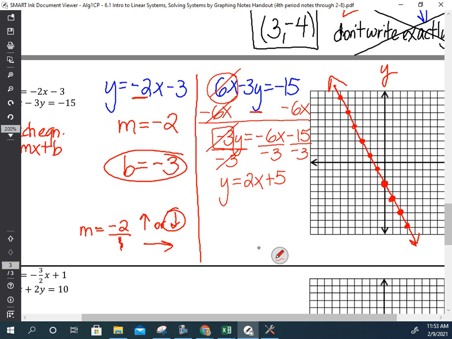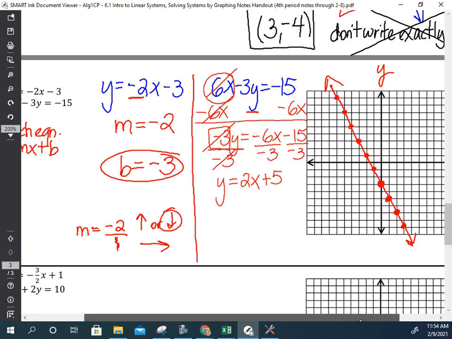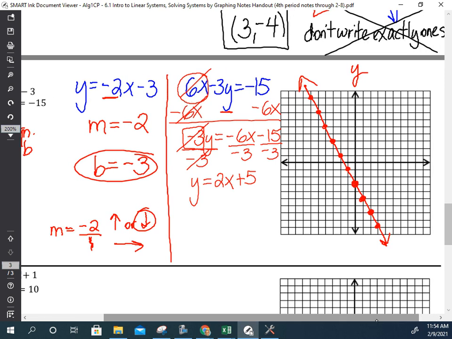So sometimes you're going to have to rewrite the problem before you can graph it. Any questions before we continue?